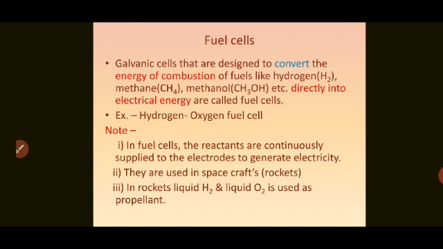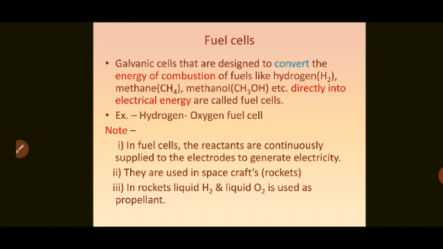Yes. Now the next part, that is fuel cells. So these are galvanic cells that are designed to convert the energy of combustion. Energy of combustion means what? Burning. Combustion means burning in presence of air. Now whenever any substance or any gas is burnt in presence of air, it always gives a lot of heat, and this heat energy is utilized as electrical energy.